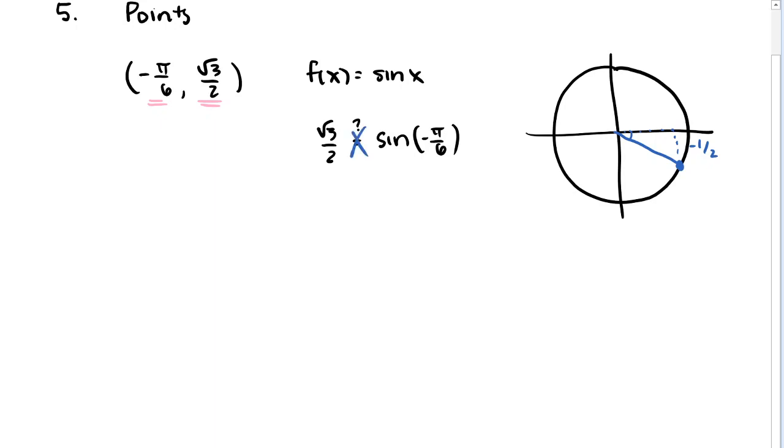So, it feels about right. Square root of 3 over 2 is one of those familiar side lengths, but it's not the right value that we would expect from plugging in negative pi over 6. So here, no. This is not on the graph.